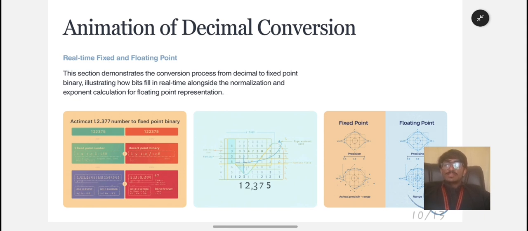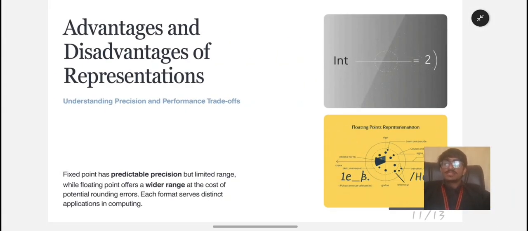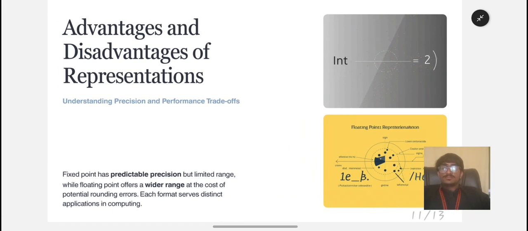Here we can see slight differences between these two, and then the advantages and disadvantages of representation, understanding precision and performance trade-offs. Fixed point has predictable precision but limited range, while floating point offers a wide range at the cost of potential rounding errors. Each format serves distinct applications in computing. As we can see here, there is a difference between the two.